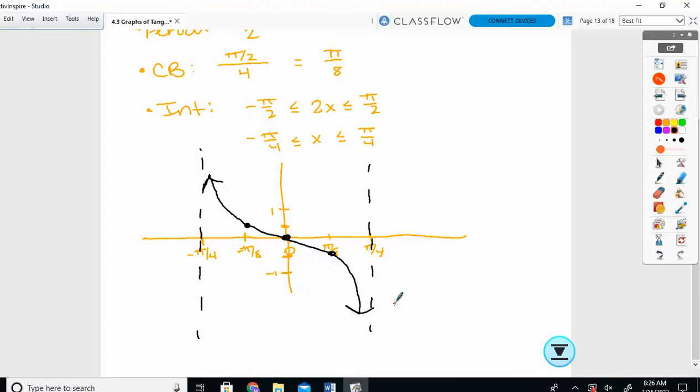If I asked for a second period, what would we do? Keep on adding pi over 8. So far, so good.